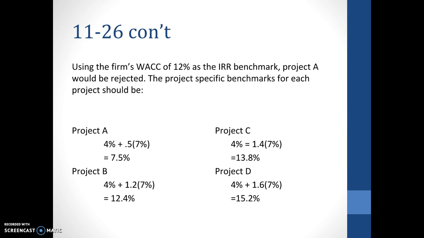Now, if Project C's expected return of 13% had been compared to the project-specific required return of 13.8%, it would have been rejected. Therefore, Project C was incorrectly accepted.